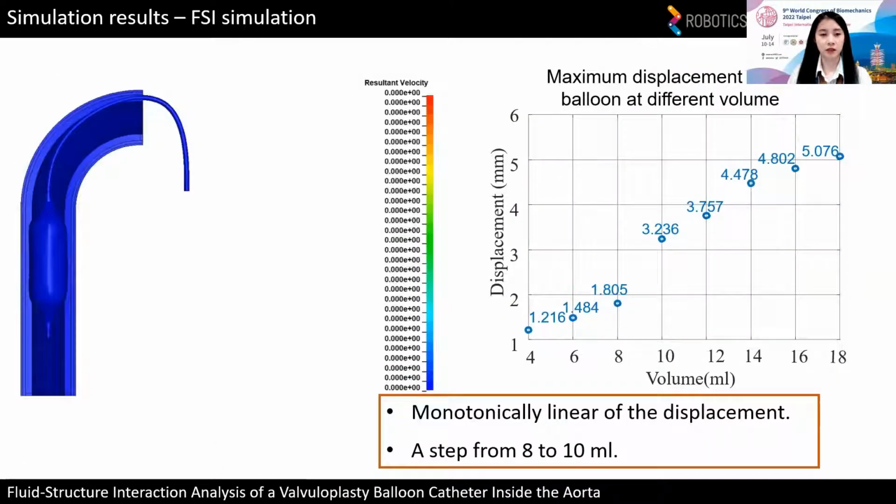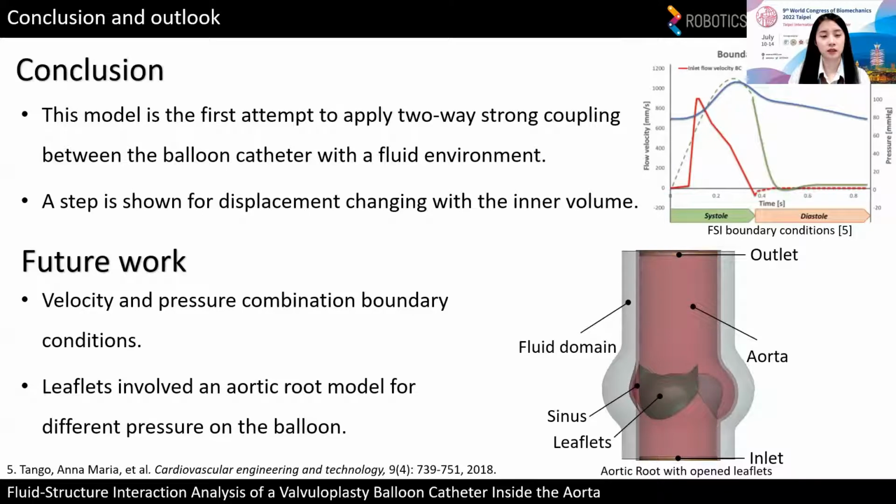For the FSI simulation result, the video shows the parabolic flow above the inlet section, and the balloon catheter was moving with the flow. The left plot shows the maximal displacement of the balloon, with a monotonically linear increase of the displacement along the volume, and from 8 to 10 millimeters of displacement there is a step. In this abstract, the model is the first attempt to apply two-way strong coupling between the balloon catheter and a fluid environment. A step is shown for displacement changing with the inner volume, which indicates that there is a balloon volume the balloon can be deflated to during the systolic time to keep it relatively stable, which means we can achieve balloon stability by deflating the balloon to one volume.